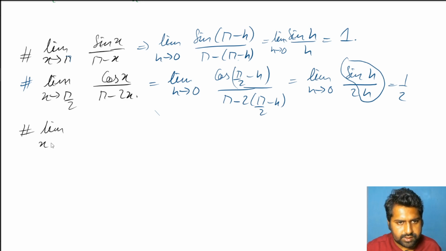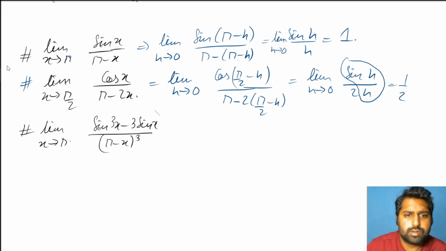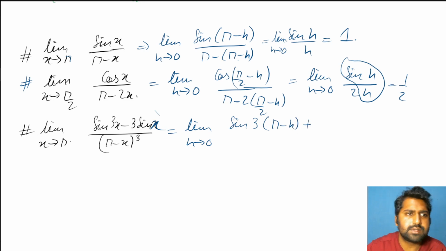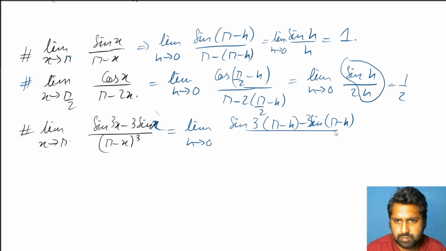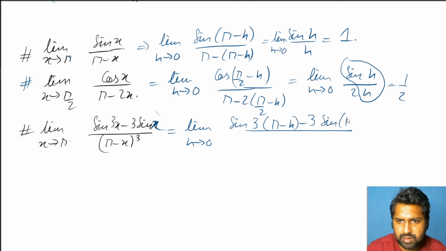Limit x tends to pi of sine 3x minus 3 sin x upon pi minus x whole cube. Okay, so let's convert it first. Limit h tends to 0, sine 3 times pi minus h, minus 3 sine pi minus h, upon pi minus h whole cube. It's getting clumsy, one second, let me write it.